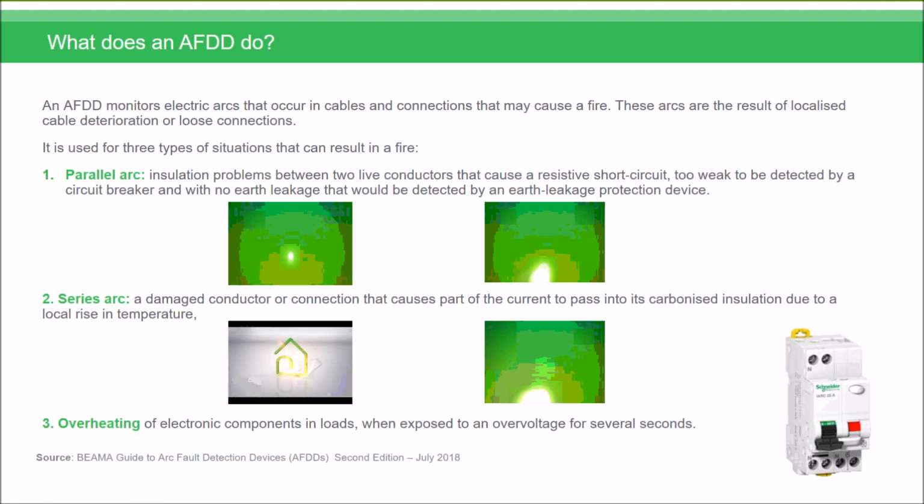So we have a look at series arcs, where a damaged conductor or connection causes a part of the current to pass into its carbonized insulation due to a local rise in temperature.